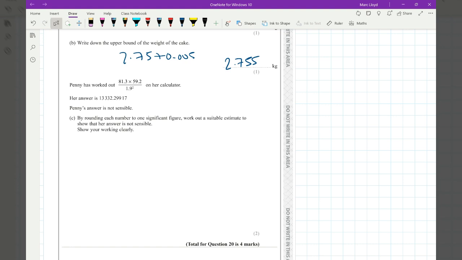By rounding each number to one significant figure, work out a suitable estimate. Right, so one significant figure means we've got 80 times by 60, and that's going to be divided by 2 squared. 80 times 60 is 4,800. 2 squared is 4. 1,200. There we go. Not a sensible answer at all. She's accidentally times it by 10 or something like that.